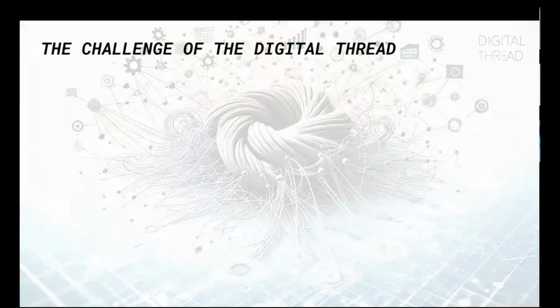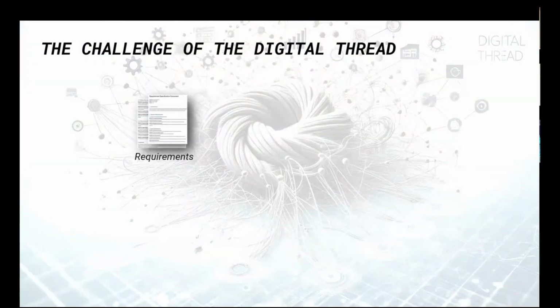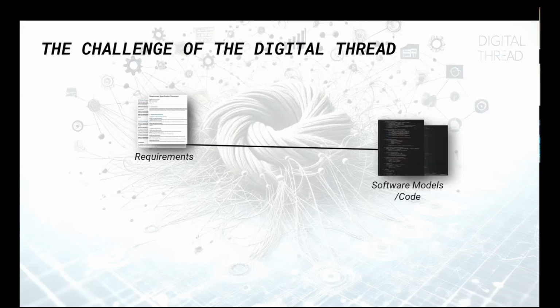So here's a simple example of this challenge of the digital thread. For example, you have requirement specifications in a document or a requirement management tool, so outside SysML, not SysML v2, and they are linked with source code because the source code satisfies the requirements. So this simple line on my slide is already a challenge for many projects.